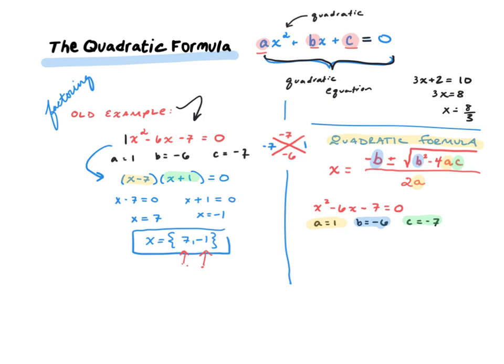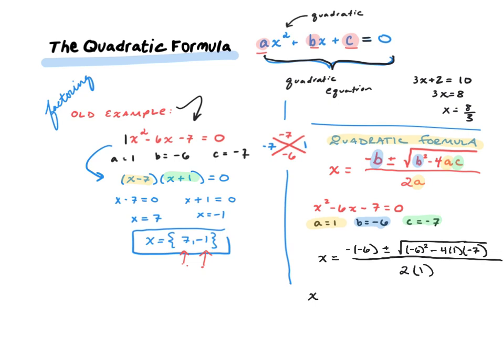So here we go. X equals -b, so -6 plus or minus the square root of b squared, -6 squared. So b squared should always be positive, minus 4ac. Now I'm putting that in parentheses because I don't want to write like 1 times -7 without parentheses. It might look like 1 minus 7. All over 2 times a. Now this is why we practice simplifying expressions like this.